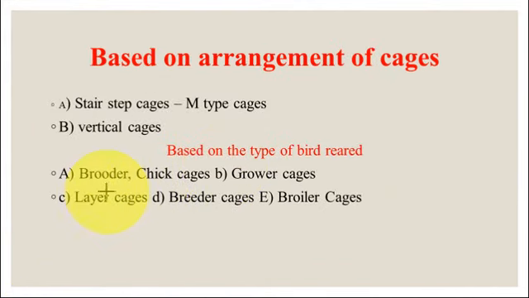According to the rearing of birds, different types of cages are brooder cages, particularly vertical type cages; grower cages, in which we can rear grower birds from 8 to 18 weeks; layer cages, in which we can rear layer birds; and breeder cages. Breeder birds we do not rear in the cage system. Why? Because we need to mate the birds. When we rear in cages, the mating process becomes difficult. That's why breeder birds are not reared in cages. Broiler cages: broiler birds are reared in the cages.